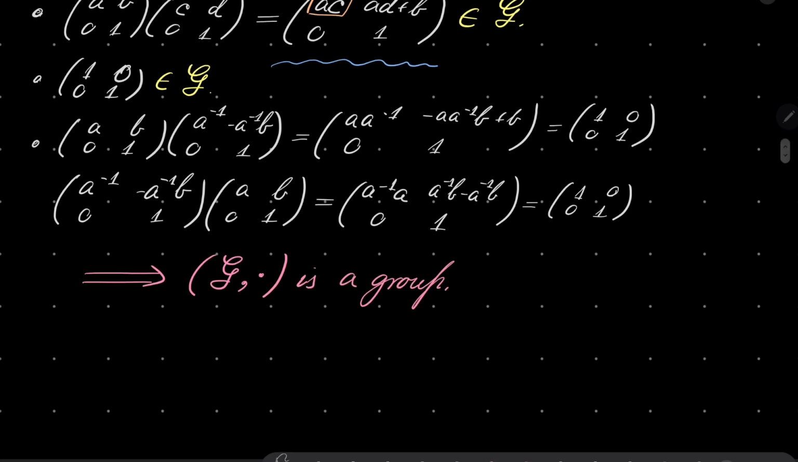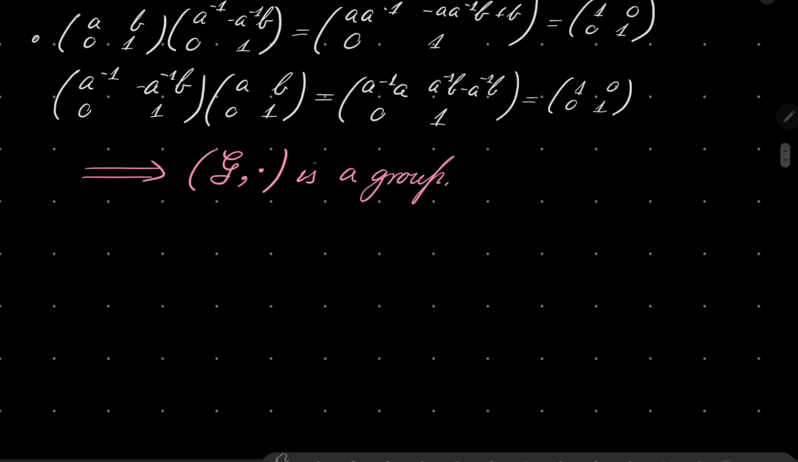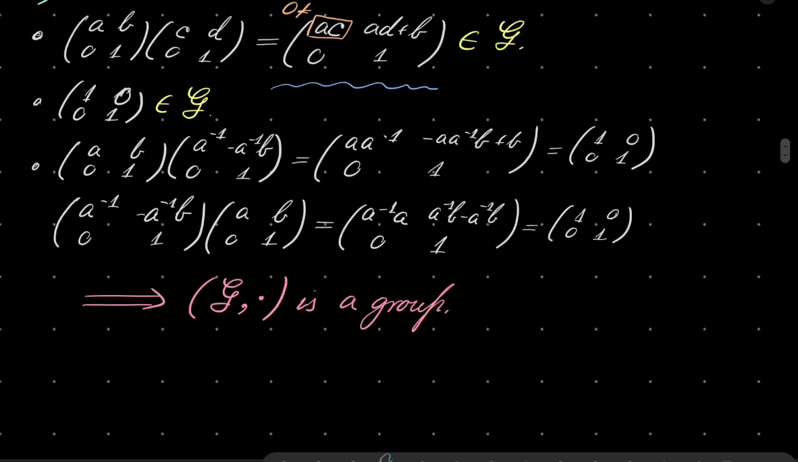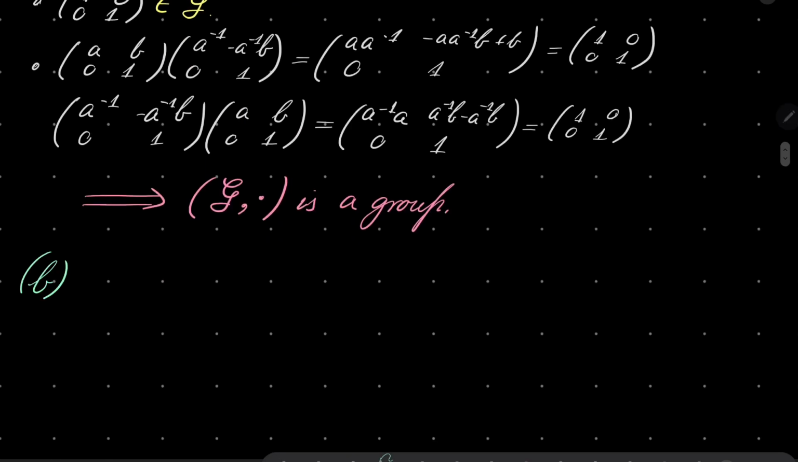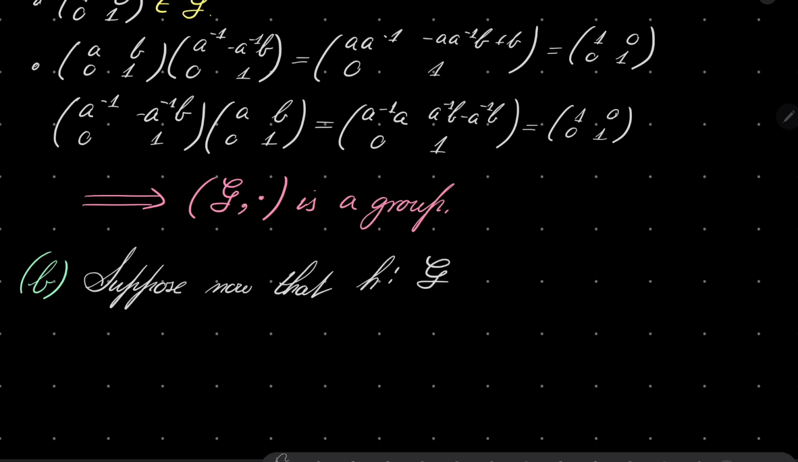Alright. Now, part B, much more interesting. So now suppose that we have some homomorphism of groups. It takes group G and maps it into Z7. And again, here we consider multiplication, and here we are considering addition. Suppose now that this is a group homomorphism.